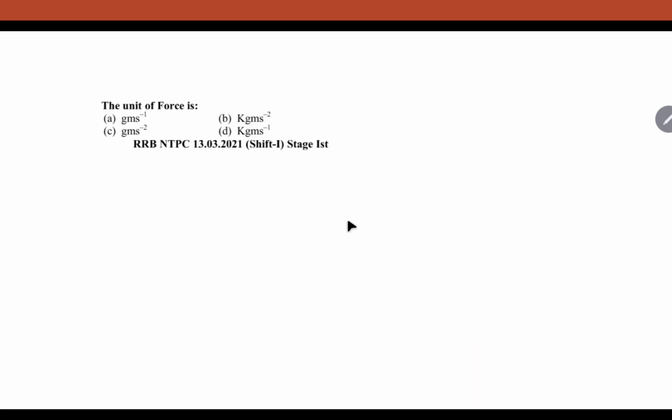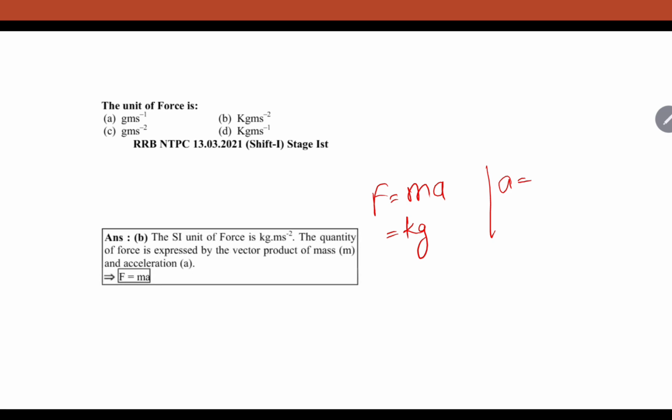So next question: the unit of force is... From the previous question itself, force is m into a, that is mass and acceleration. Acceleration is velocity by time, so this is displacement by time square, that is meter per second square. So the unit of force is kg meter per second square. The option is P.